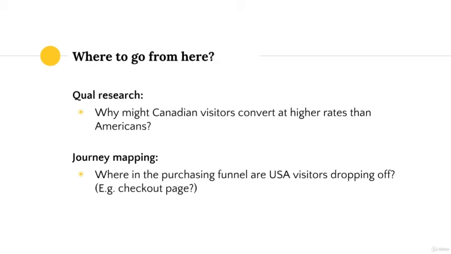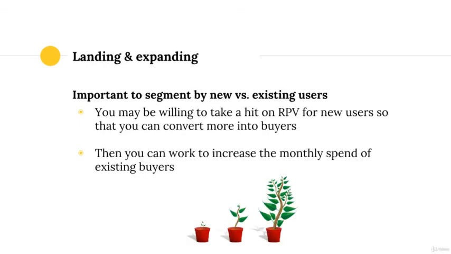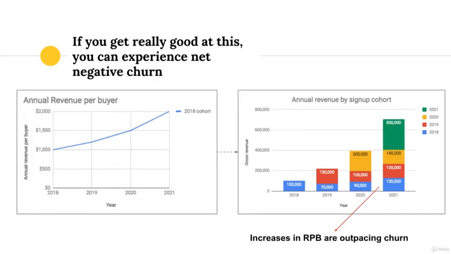Is it somewhere else? Another important segment that you should be doing is looking at new versus existing users. So for instance, you may be willing to take a hit on RPV for new users so that you can convert more of them into buyers. And then you can work to increase the monthly spend of those existing buyers. This is called a landing and expanding strategy. And if you get really good at this, you can experience what is called net negative churn.